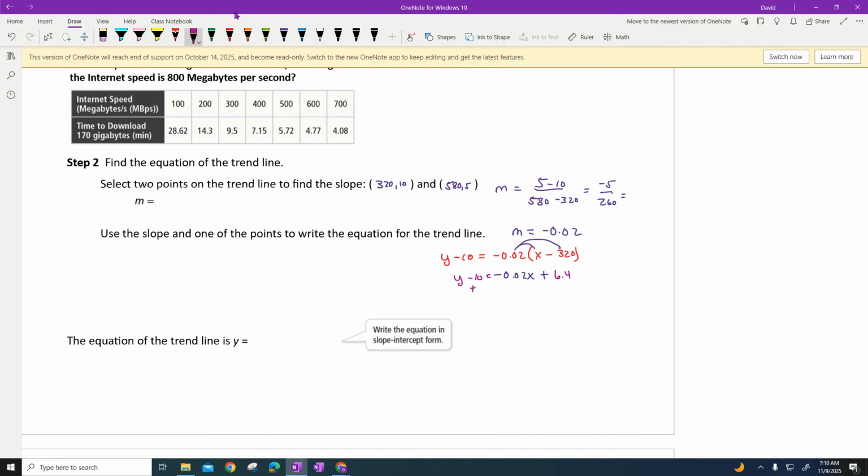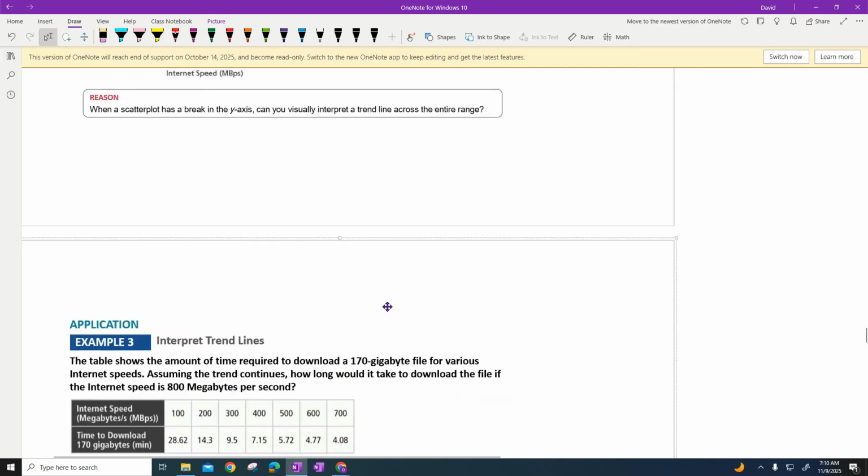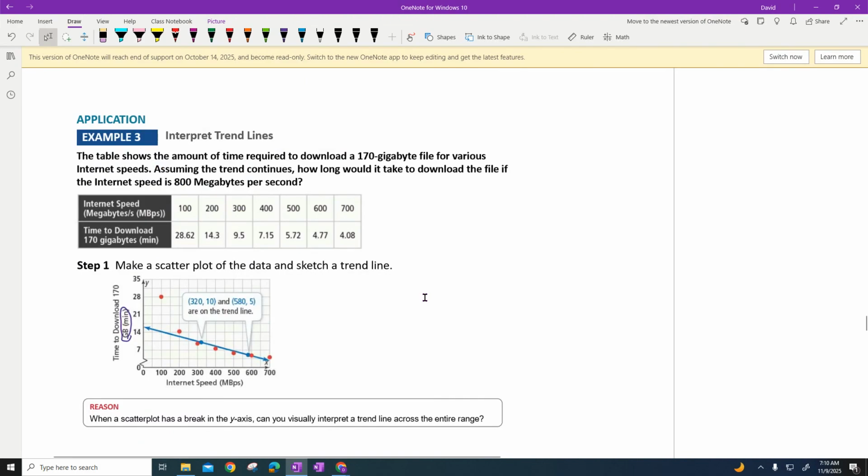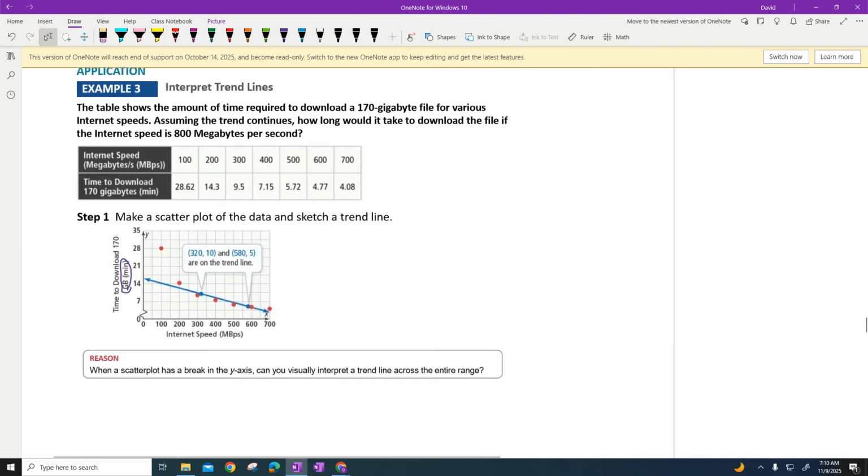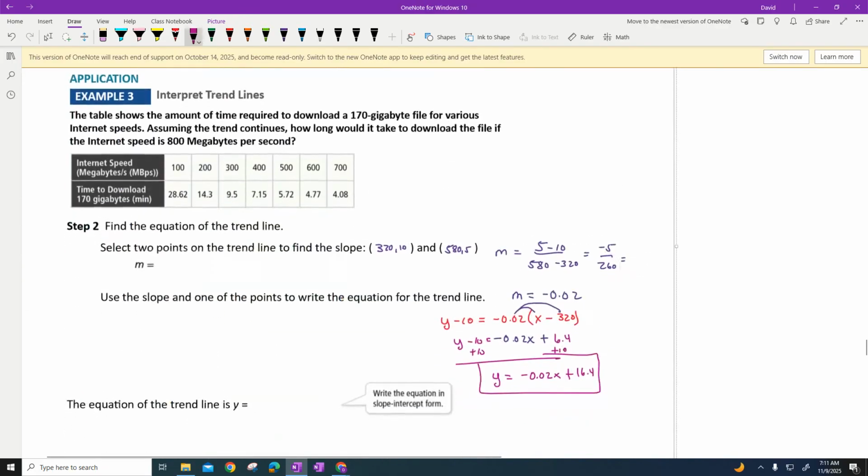I'm going to add 10, get that guy to the other side. And there it is in slope-intercept form. Now we can use that to make further out predictions. Now I'm going to look at my y-intercept on that graph up there. 16.4. Yep, there's 14. So my y-intercept's pretty close to 16. So that's a reasonable answer there.